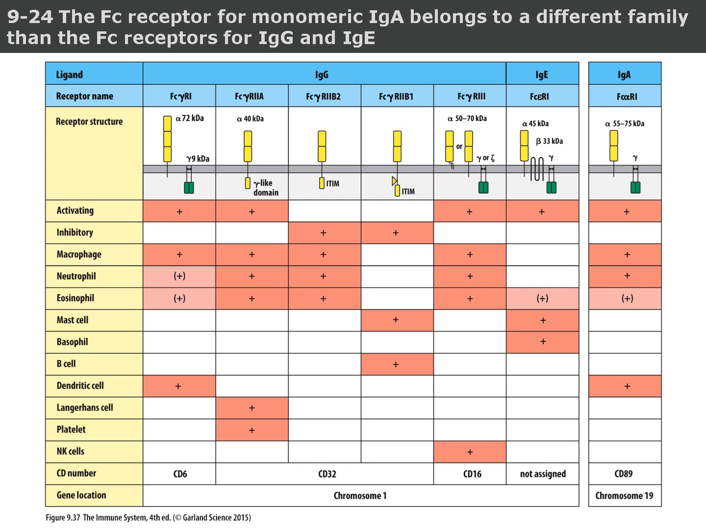Next, the Fc epsilon receptor I, which binds IgE, is a powerful activating receptor found on mast cells, basophils, and eosinophils, key players in allergic responses. Finally, the Fc alpha receptor I, or Fc alpha RI, is the only IgA-specific Fc receptor shown here. It is encoded on chromosome 19 and is found on macrophages, neutrophils, eosinophils, and dendritic cells. These differences explain how each Fc receptor tailors immune responses based on the type of immunoglobulin involved.